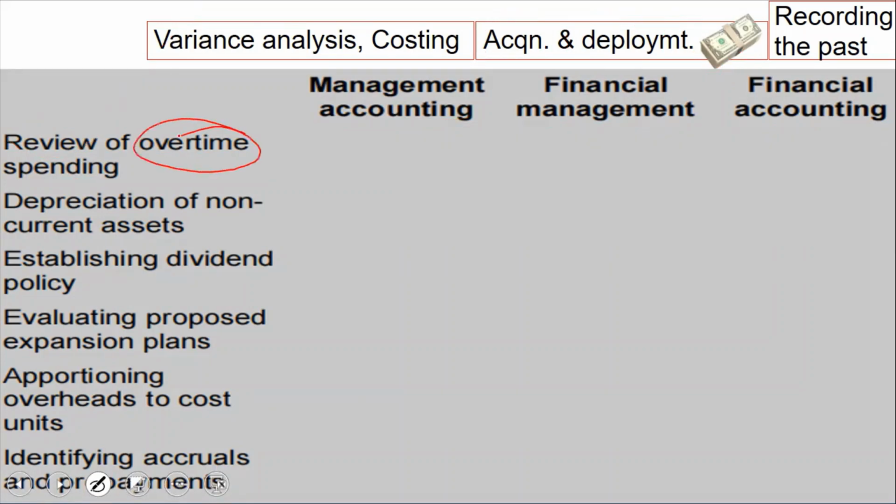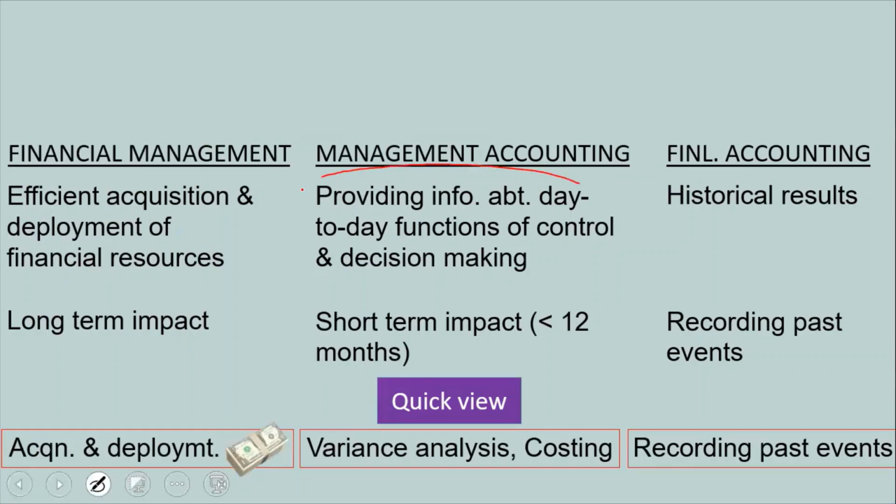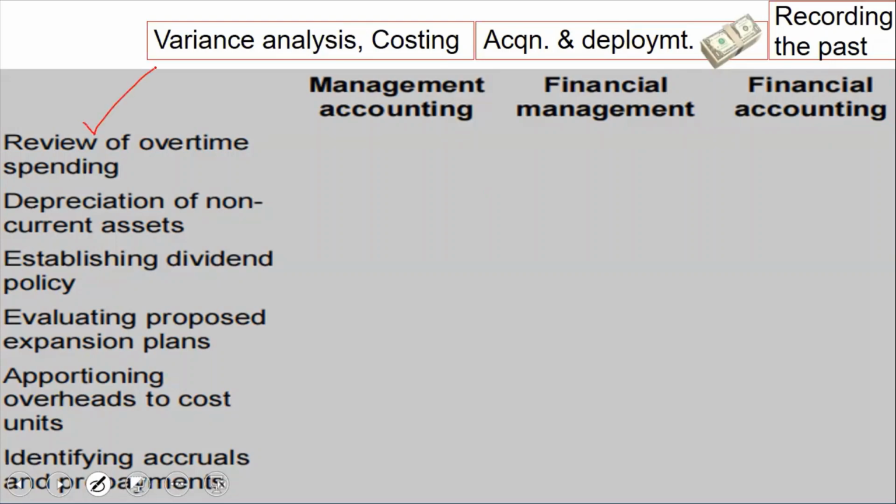And overtime itself means that there is a variance from the expected hours of work. And if you recollect the purview of management accounting, it is providing information about the day-to-day functions of control. Now, whenever you are reviewing an overtime spending, it is definitely a day-to-day control mechanism. So therefore, review of overtime spending relates to management accounting.